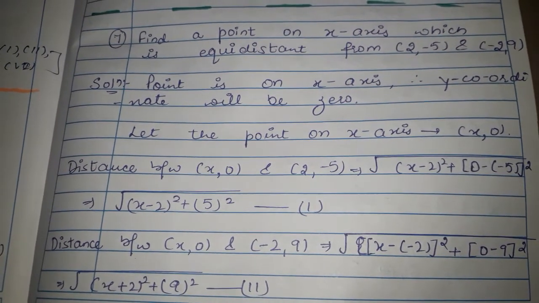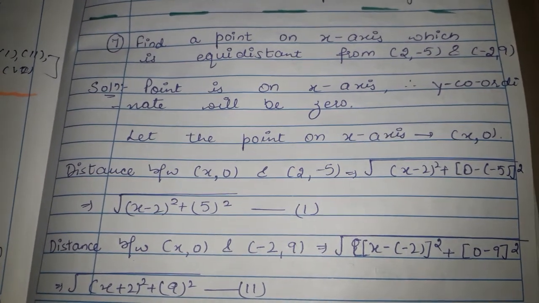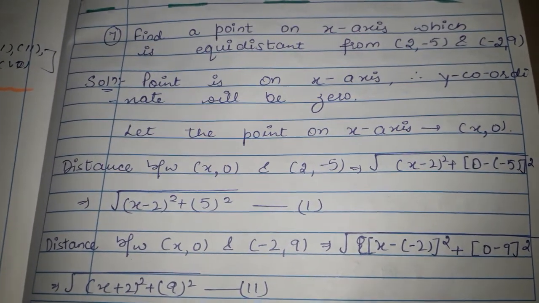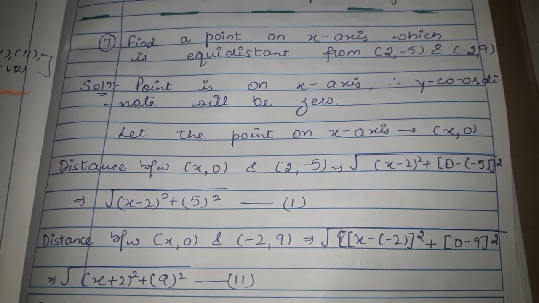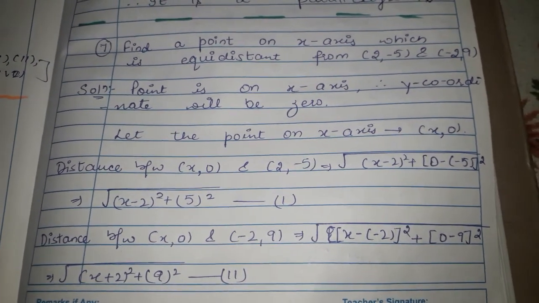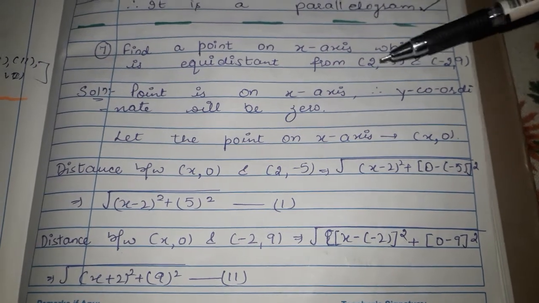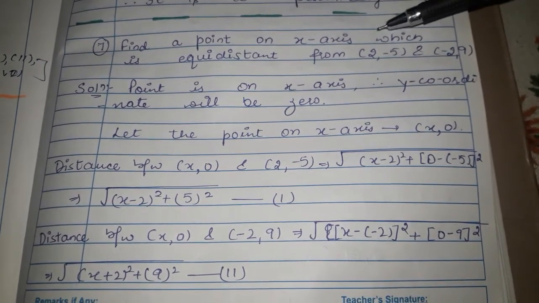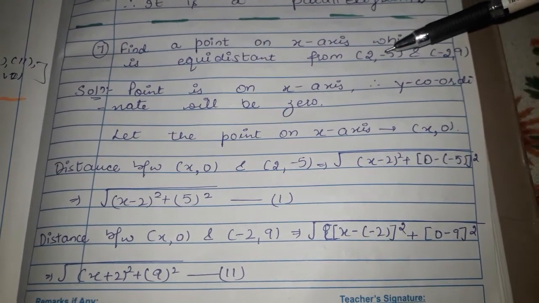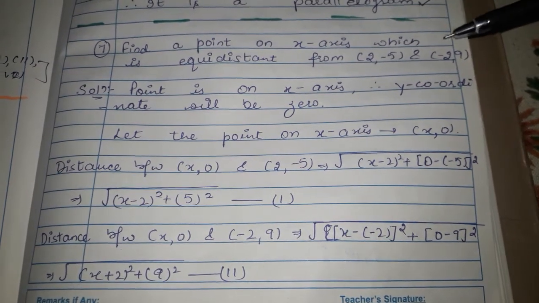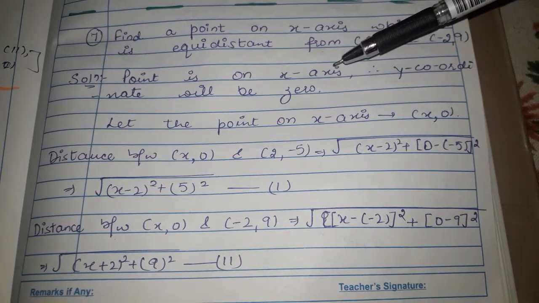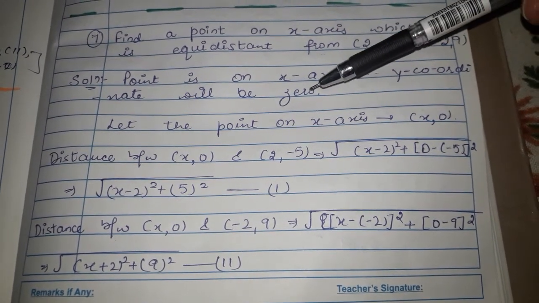This is the next part of the video in which we are going to cover the remaining questions of exercise 7.1 from coordinate geometry, the exercise in which we have used the distance formula. Now the seventh question is: find a point on the x-axis which is equidistant from these two points, (2, -5) and (-2, 9). Since the given point is on the x-axis, its y coordinate will be 0.